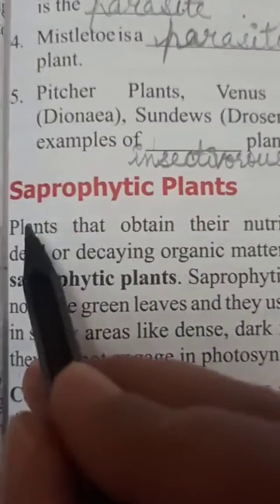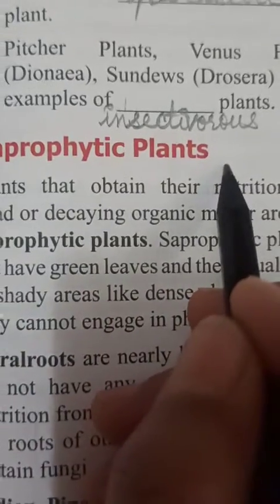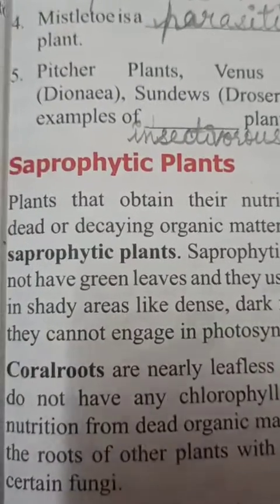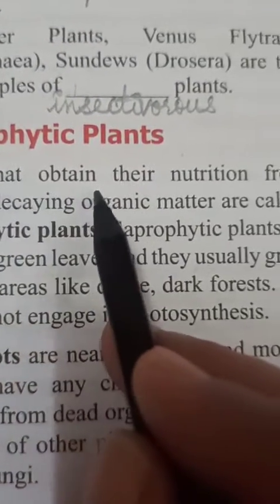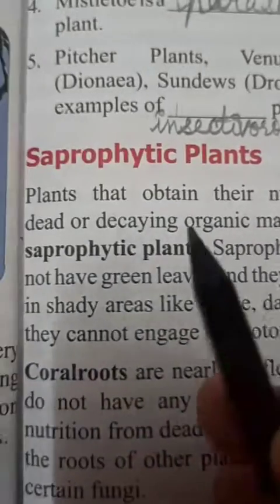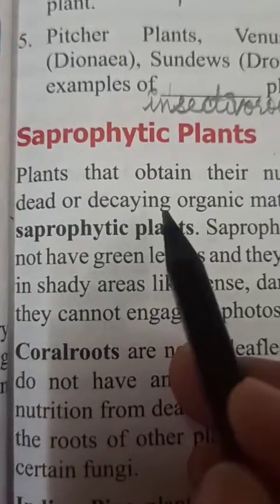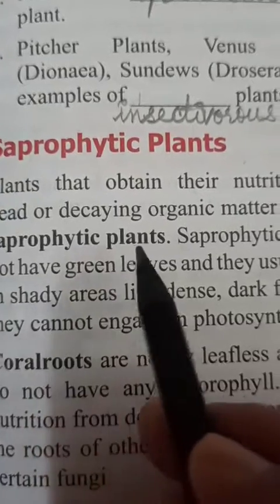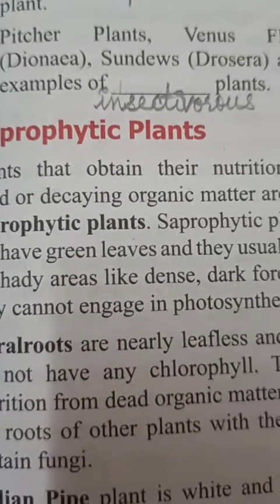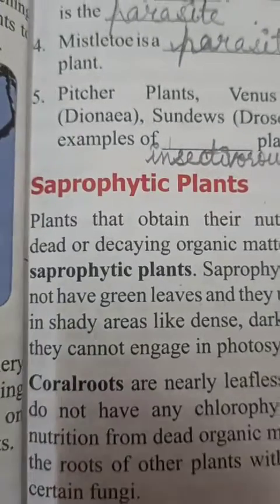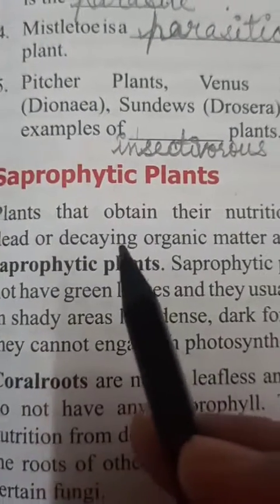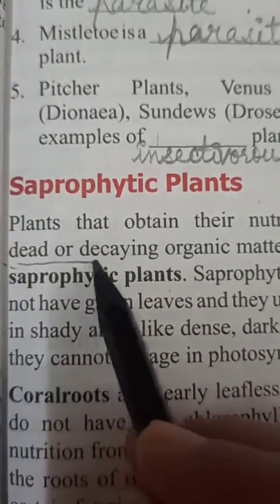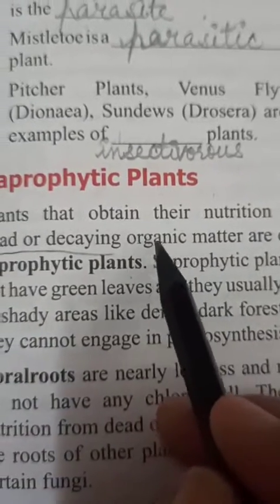So after this, saprophytic plants. So what are these plants? Let's study. Plants that absorb their nutrition from dead or decaying organic matter are called saprophytic plants. So children, some plants come under that category also, which grow on dead or decaying matter. Organic matter means plant matter.